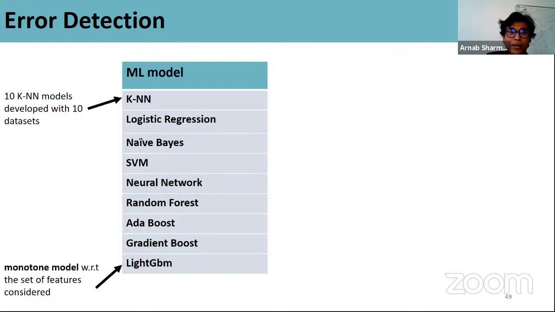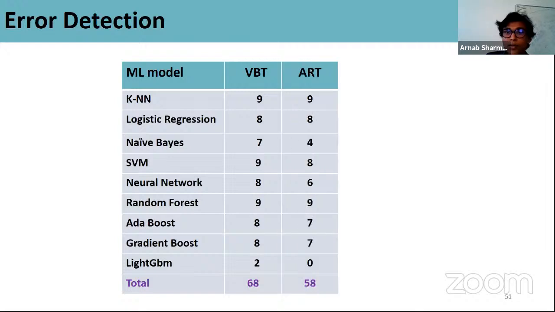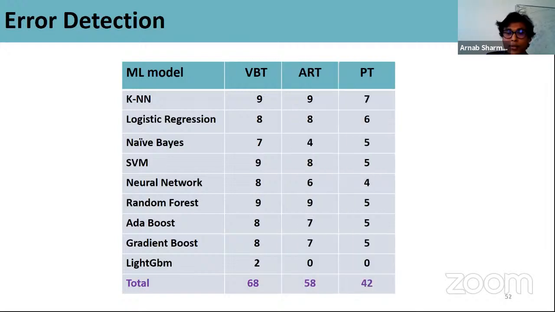So essentially, this is the KNN with 10 models. One interesting test case was LightGBM. This is available online. You can basically enforce a monotonicity constraint with respect to certain features. You can say that I want my LightGBM model to be monotone with respect to some specific features, and then it is supposed to be monotone. So this is the result of verification-based testing, adaptive random testing, and then property-based testing.